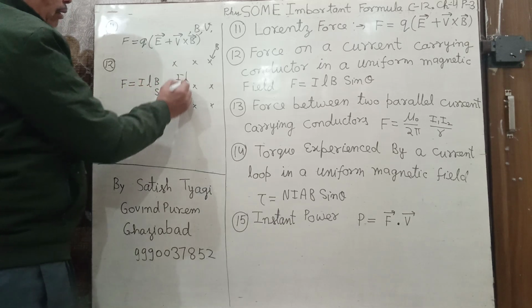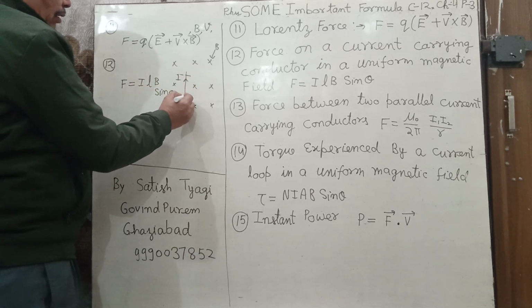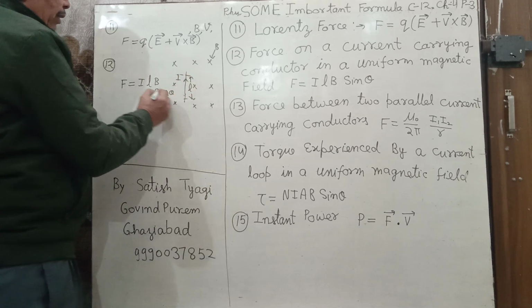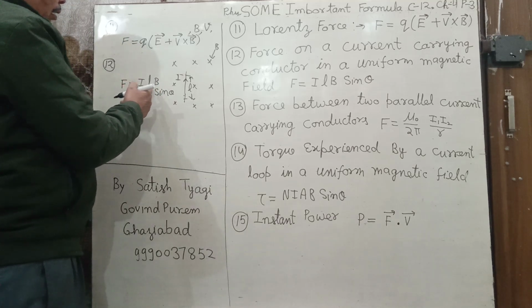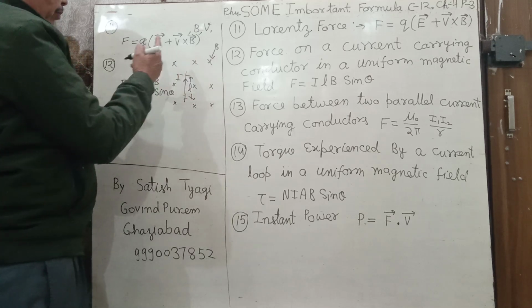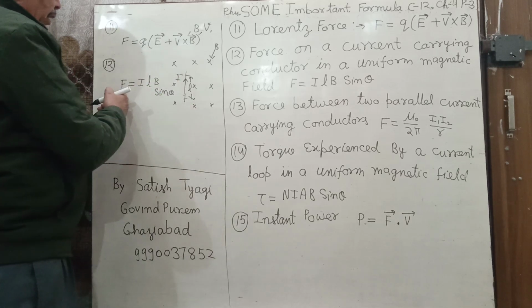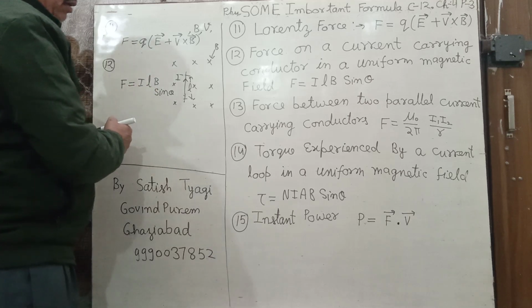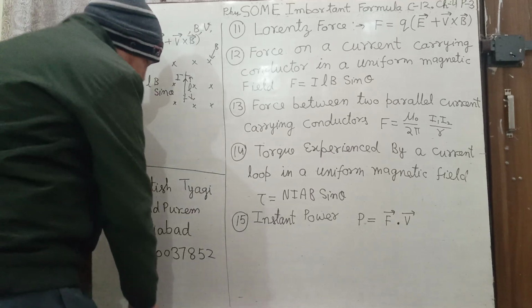where I is the current flowing in the wire, L is the length of the wire, and theta is the angle between the wire and the magnetic field. Then the force on the wire is F equal to ILB sin theta. Now I am telling you formula number 13.